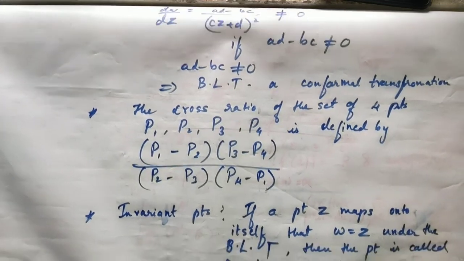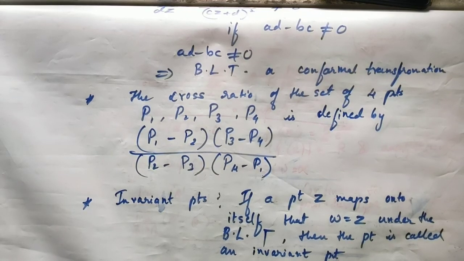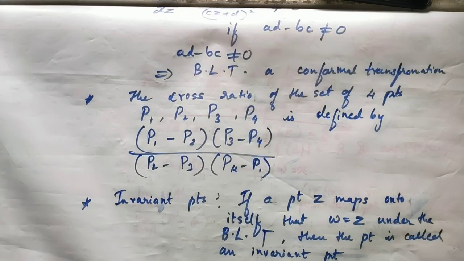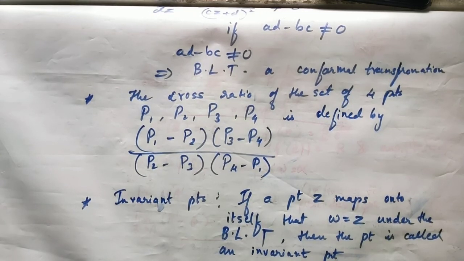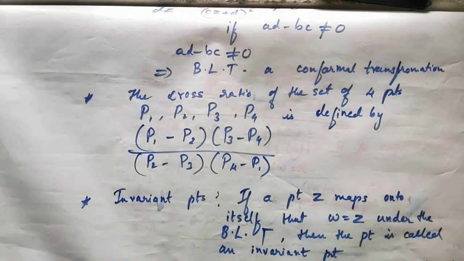Then after that we speak of the invariant points. What are those invariant points? Obviously, take any transformation. If a point is not changing itself, or it is mapping onto itself, remaining the same even under that transformation, then we say that it is an invariant point. So here also the same case, even in BLT, if Z is mapping onto itself under that bilinear transformation, then it is called an invariant point.